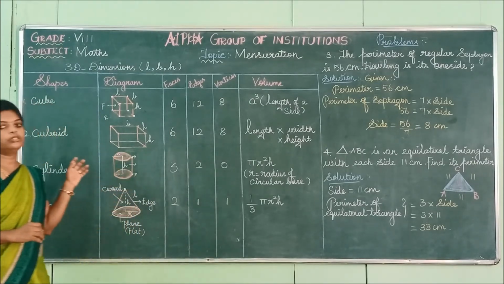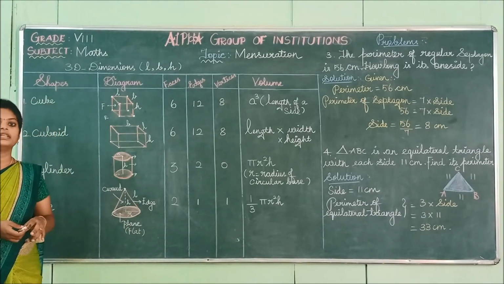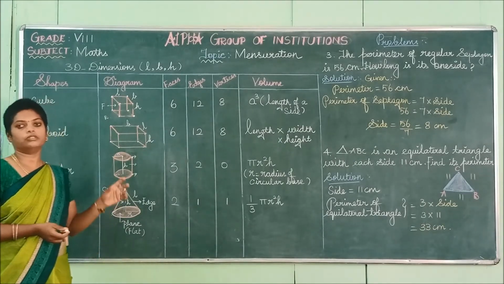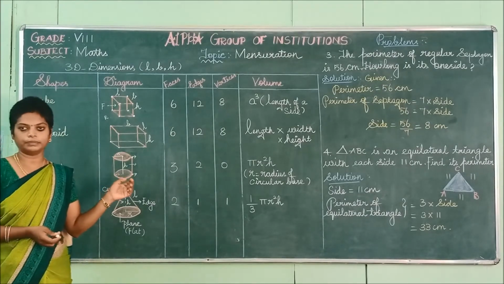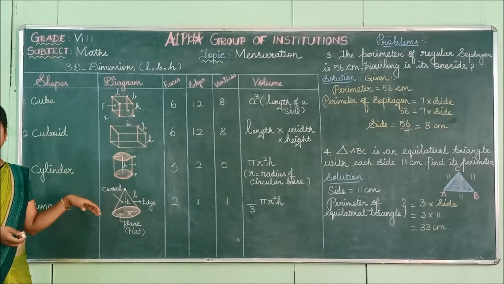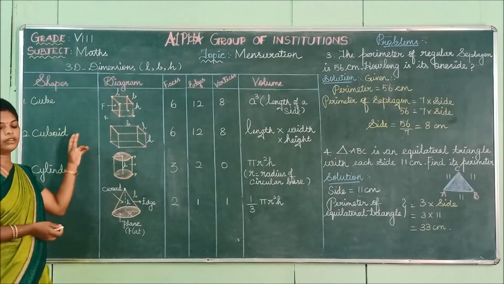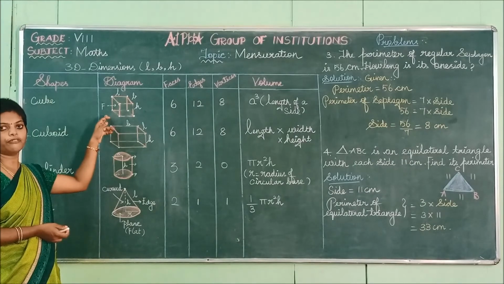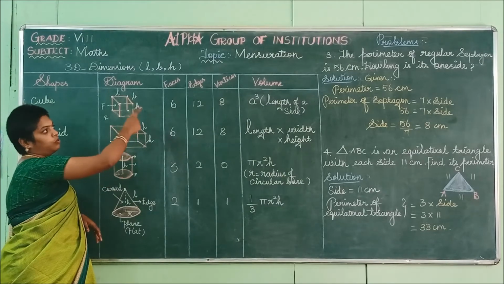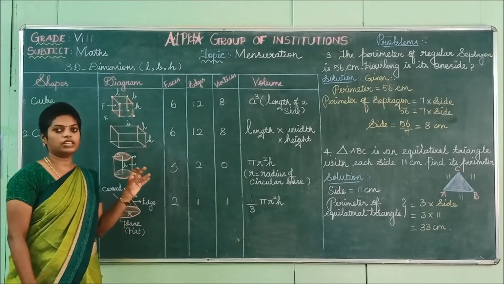So 2D shapes are square, rectangle, triangle, circle, parallelogram, trapezium, rhombus; we have seen those already. In 3D shapes we are going to see cube, cuboid, cone, cylinder, sphere, etc. So first one is cube. A cube is in the shape of a square space. Afterwards we have to learn faces, edges and vertices.